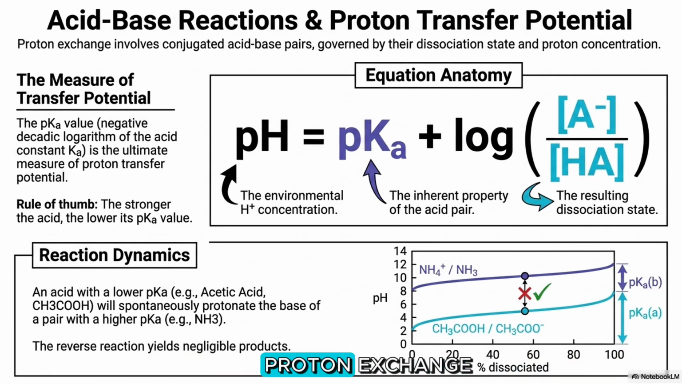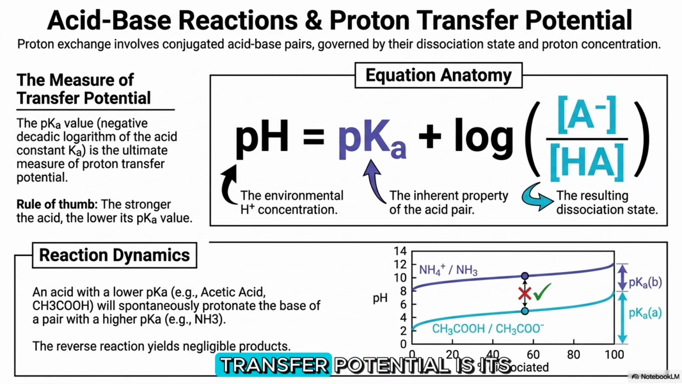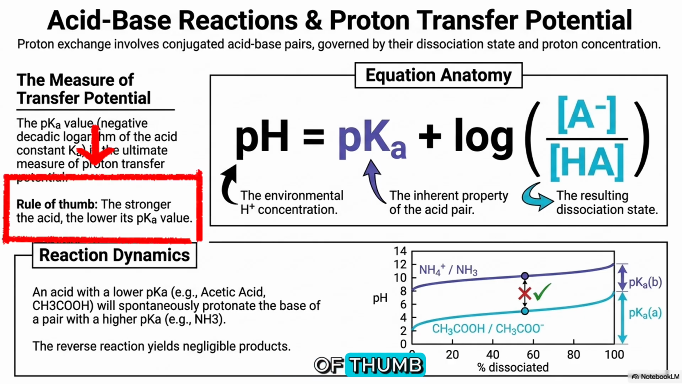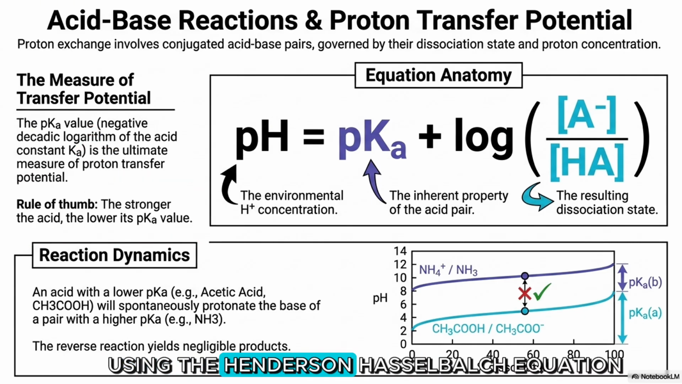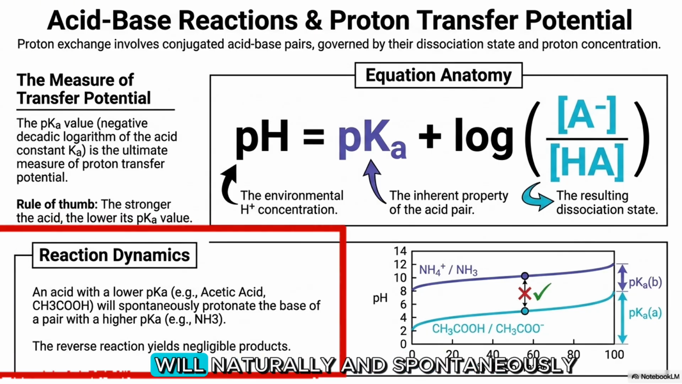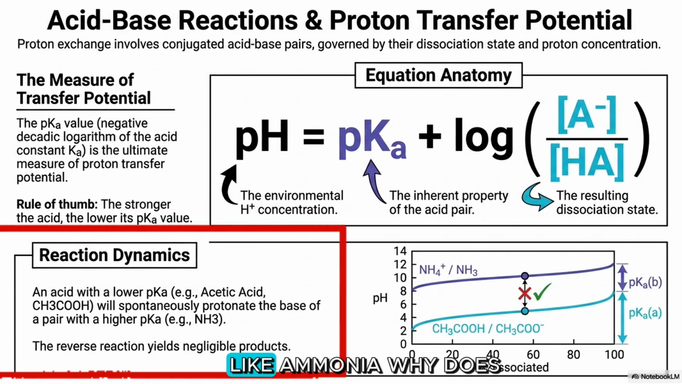Whenever we talk about proton exchange, we are dealing with conjugated acid-base pairs and pH. The ultimate measure of a molecule's proton transfer potential is its pKa value. As a fundamental rule of thumb, the stronger the acid, the lower its pKa value. Using the Henderson-Hasselbalch equation, we can map how this inherent pKa interacts with the environmental pH. An acid with a lower pKa, like acetic acid, will naturally and spontaneously donate a proton to a base with a higher pKa, like ammonia.